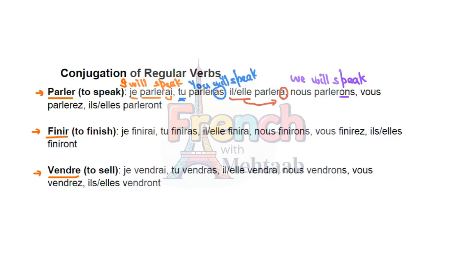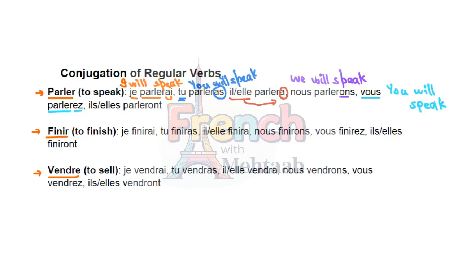Then if you want to say that you will speak in the formal form, when you want to say vous, as in you will speak in the formal way, then we simply add -ez at the end of the infinitive form of the verb. It's pronounced as parlerez. Vous parlerez means you will speak.